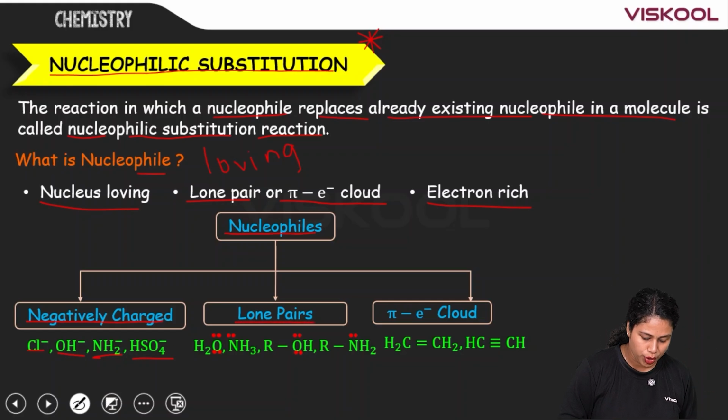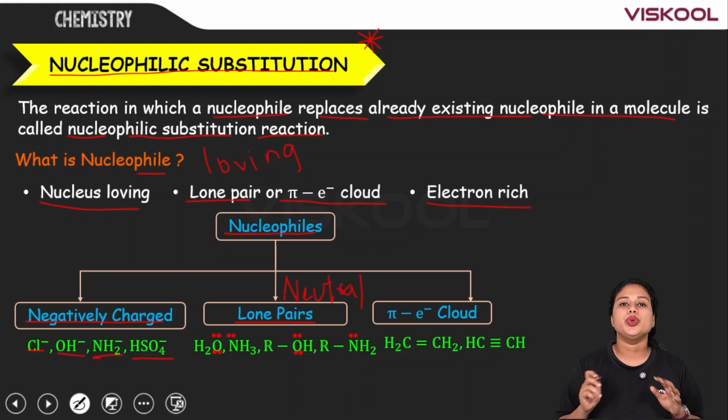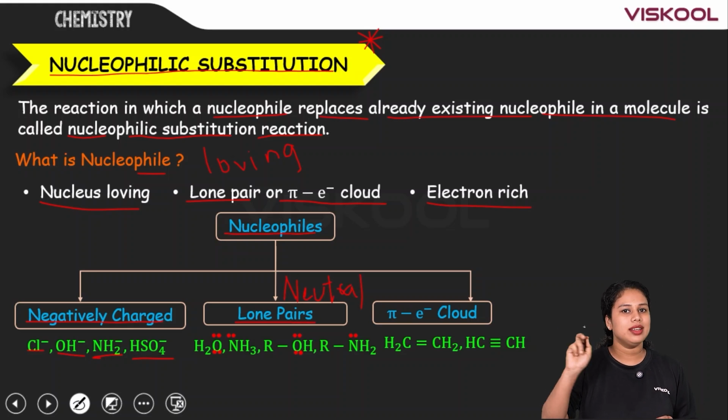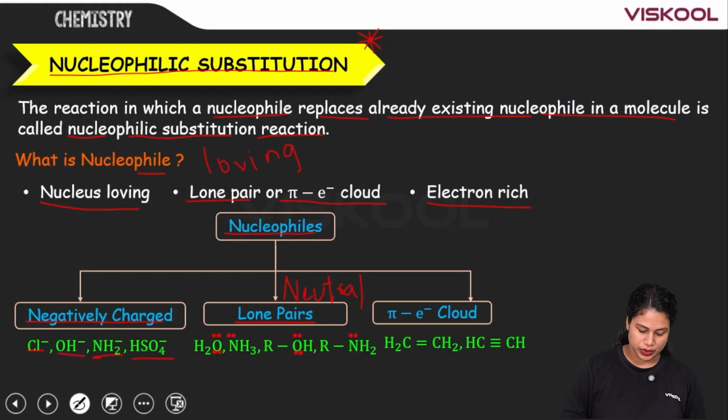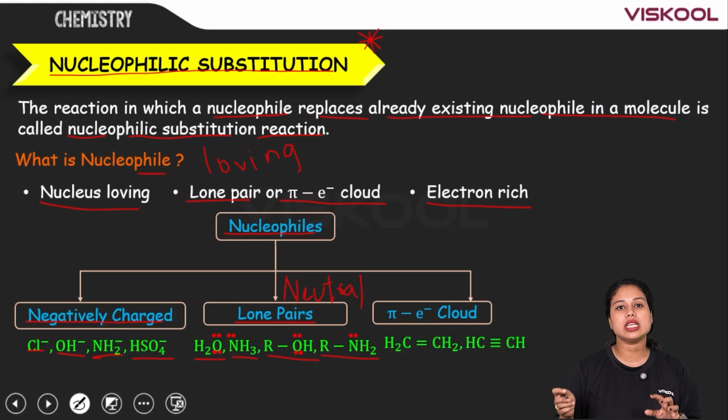Then some nucleophiles contain lone pairs, or we can call them neutral nucleophiles. They do not have a negative charge. They have lone pairs of electrons with them. Examples: water, where oxygen has the lone pair; ammonia, where nitrogen contains the lone pair; ROH, in alcohols, where oxygen contains the lone pair; and in amines or NH2, nitrogen contains the lone pair. So these are examples of neutral nucleophiles or lone pair containing nucleophiles.